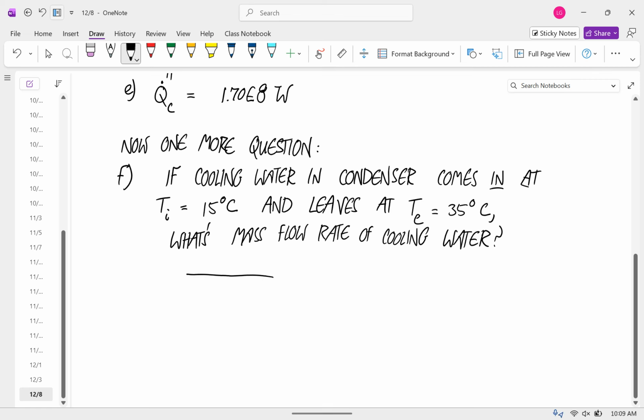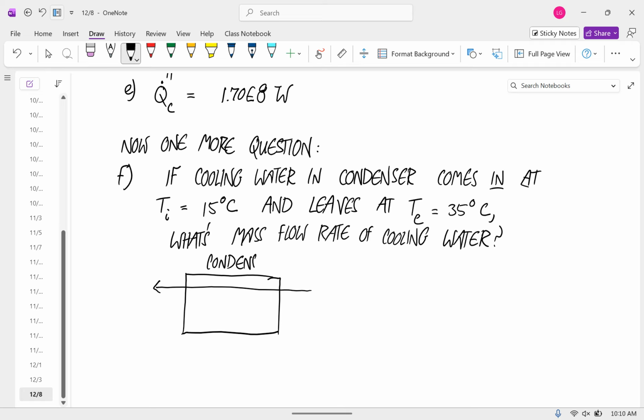Do we think of it as a steady state as well? Yeah, so I'll tell you all that. And yes, steady state it is. We are going to assume steady state. So the working fluid is going one way. This is the condenser. So this is the working fluid. And the cooling water is moving the other way through this condenser, and they don't mix with each other.